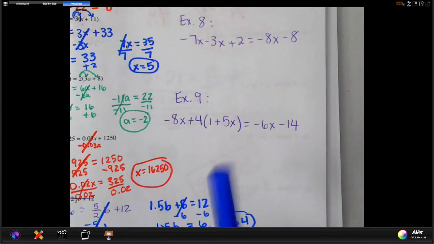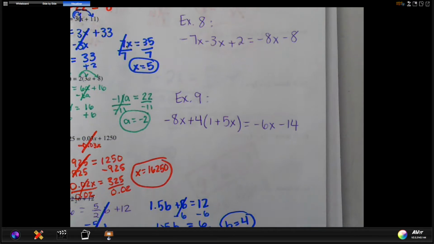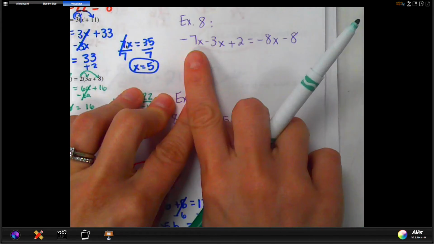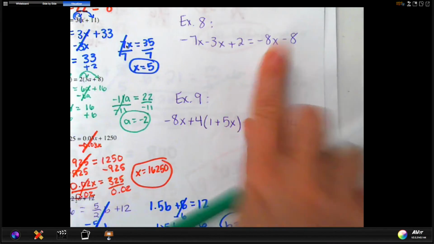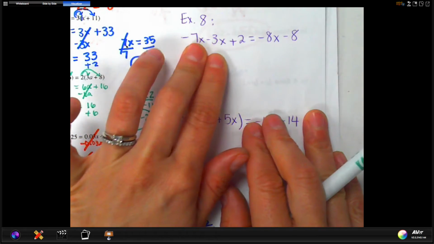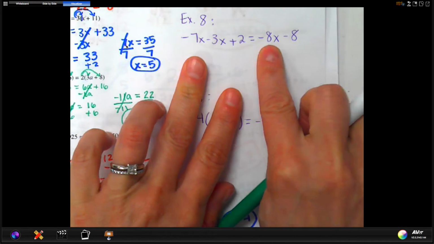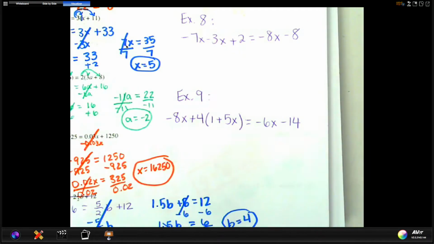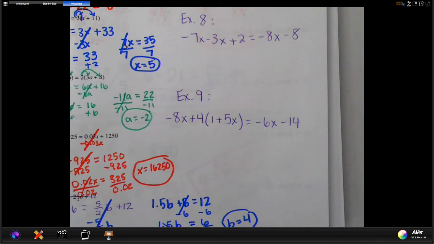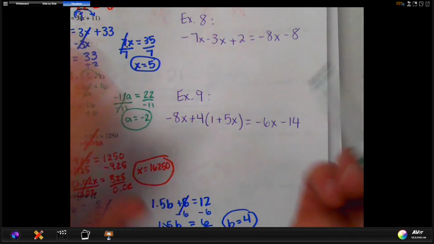Okay, so the one I added was negative 7x minus 3x plus 2 equal negative 8x minus 8. The difference here between everything we've done so far is that we now have 3 variables. 2 of them are on the left side and 1 is on the right. In order to take care of those, if we have more than 2, is to combine like terms like we did way back several lessons ago.